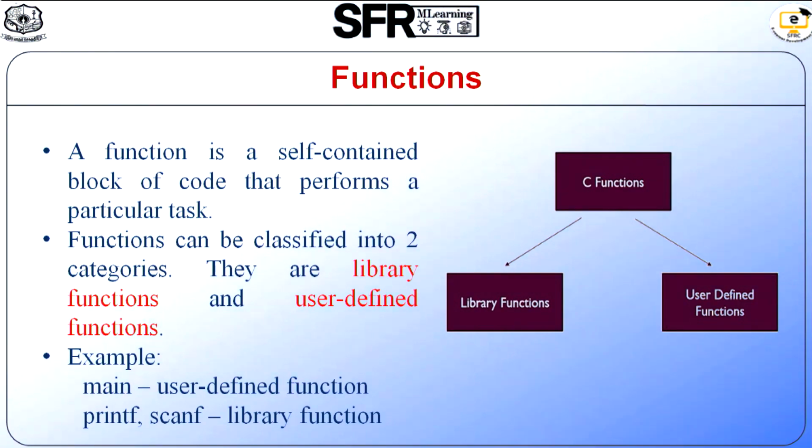So, function. A function is a self-contained block of code that performs a particular task. Functions can be classified into two categories. They are library functions and user defined functions. For example, we use main as a user defined function in every C program. Every program must have a main function to indicate where the program has to begin its execution.